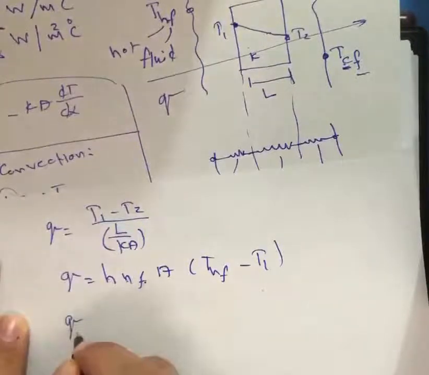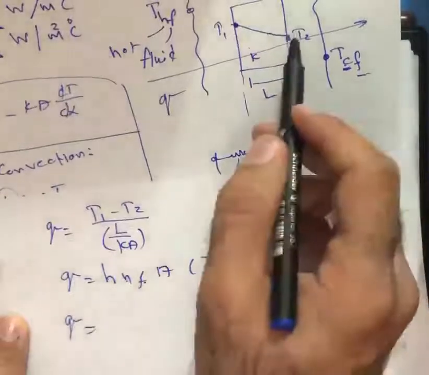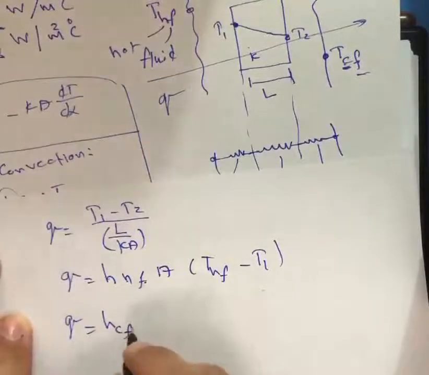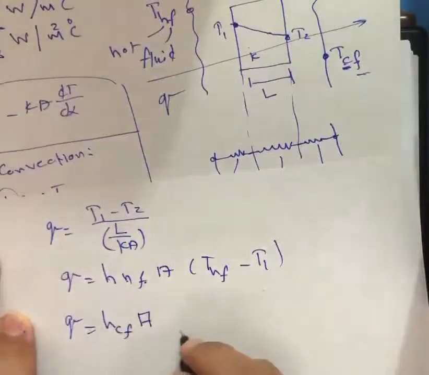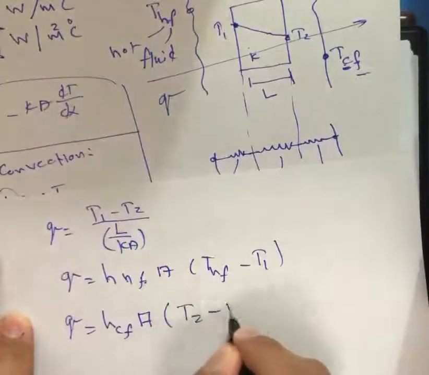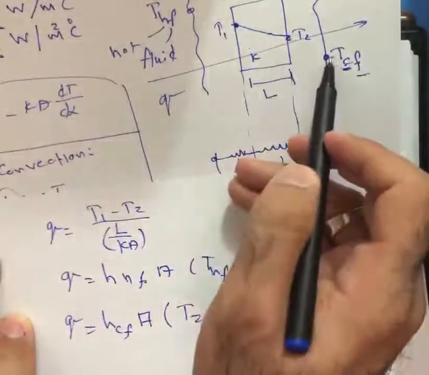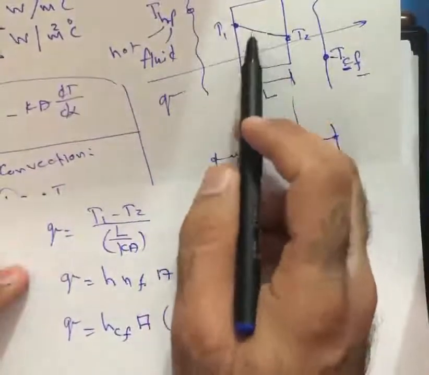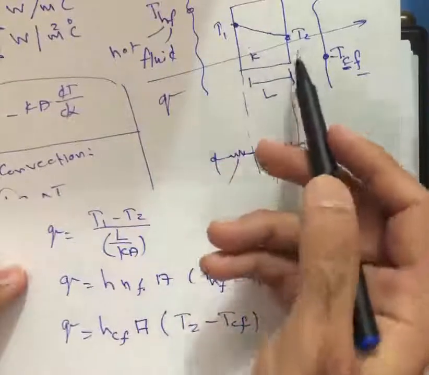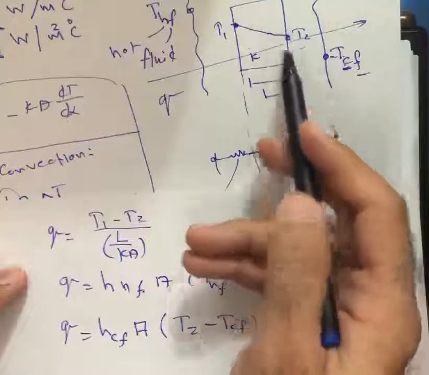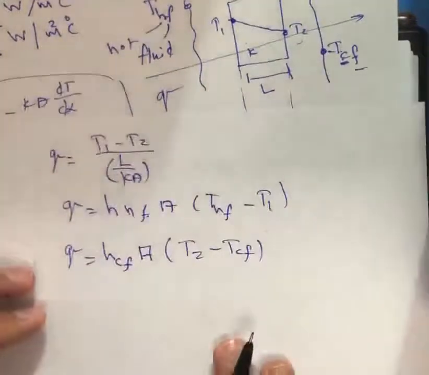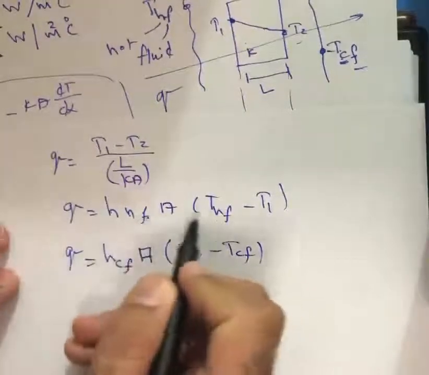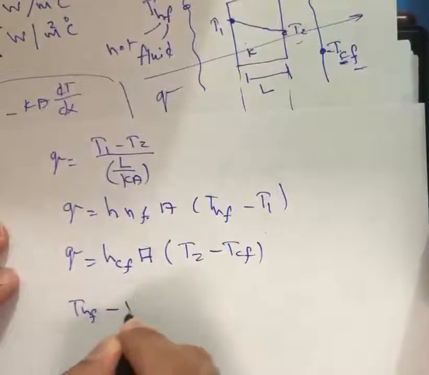This is for this layer. For the other layer, Q will be h sub CF, the heat transfer coefficient of the cold fluid, multiplied by the area multiplied by T2 minus TCF, T2 minus the cold fluid temperature. So we start from this. After that, we find the heat transfer through conduction and through convection between this solid and this fluid layer. Now we can write that, for example, let us start with this: T hot fluid minus T1.